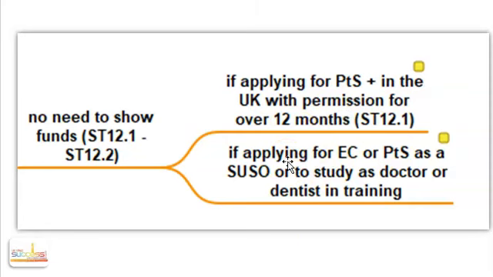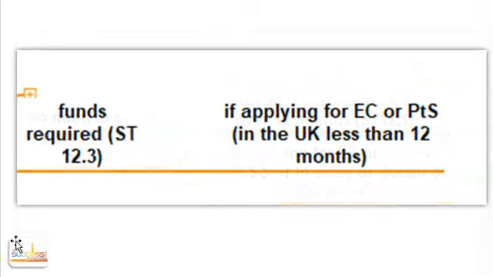And the second category is if you're applying for entry clearance or permission to stay as a student union sabbatical officer, or to study on a recognized foundation program as a doctor or a dentist in training. Guys, generally you'll need to show that you have funds if you're applying for entry clearance or permission to stay when you have been in the UK with permission for less than 12 months.